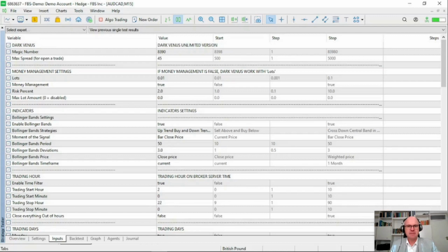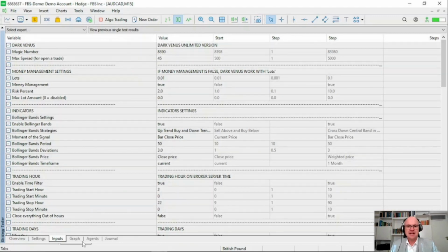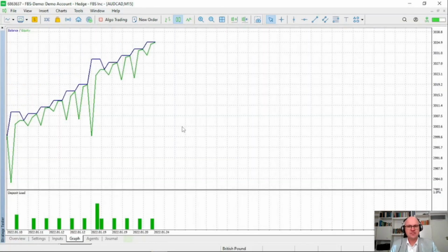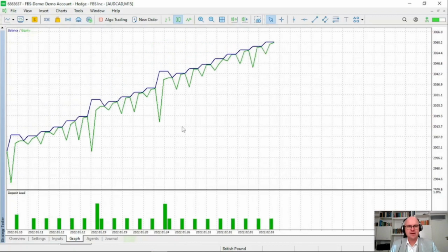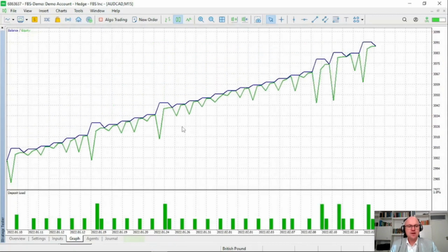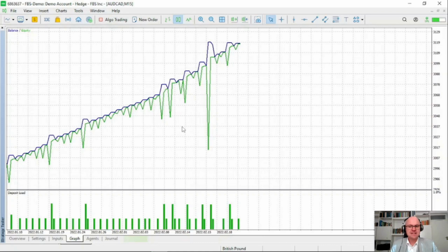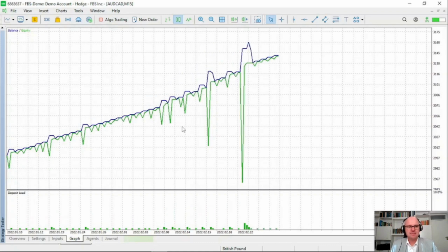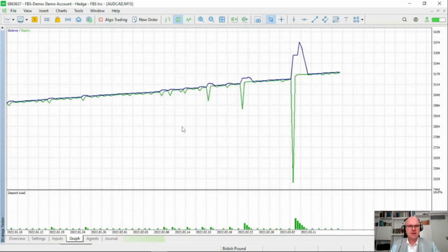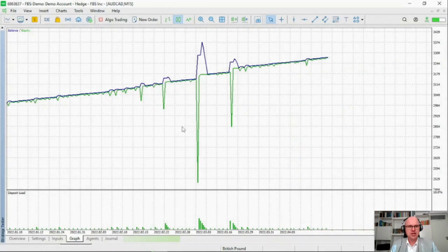So now that we have made all of these adjustments, let's run a strategy test over the same period and take a look at the results. The first thing that you will notice is the deposit load at the bottom has significantly decreased to what we've previously seen. The reason for this is the change in grid that we have made, because now the alternate orders are smaller and further spaced between each other.